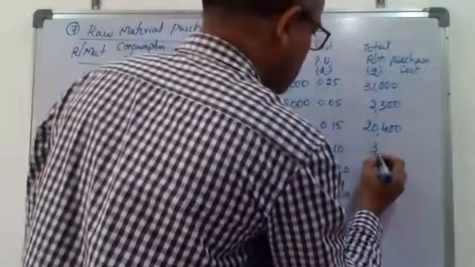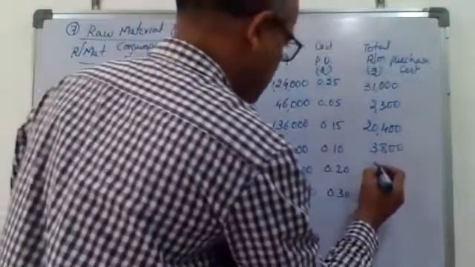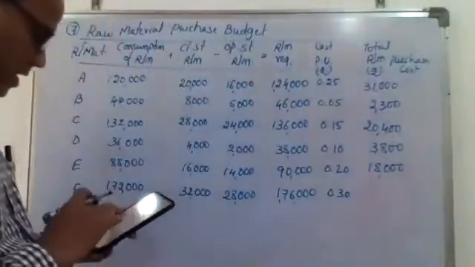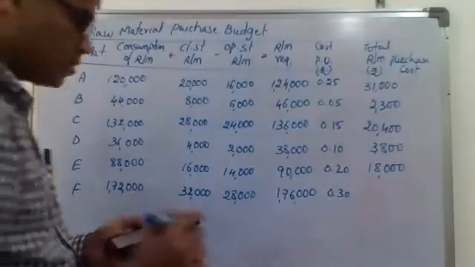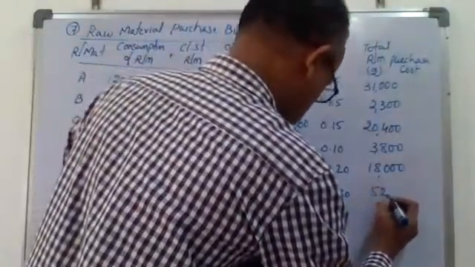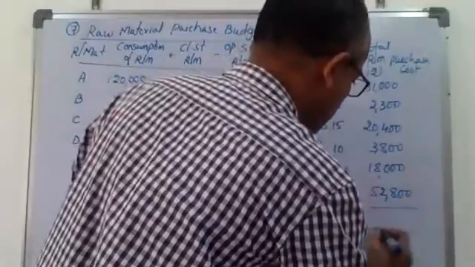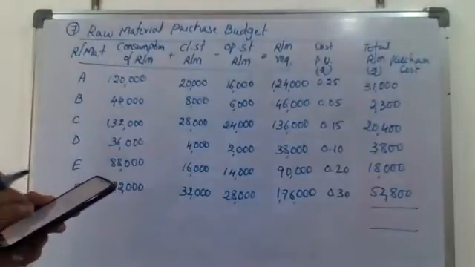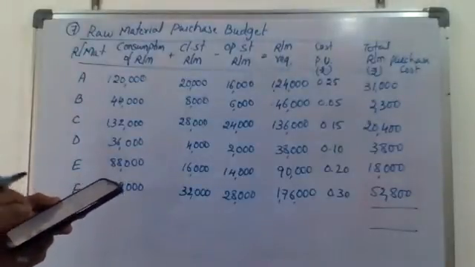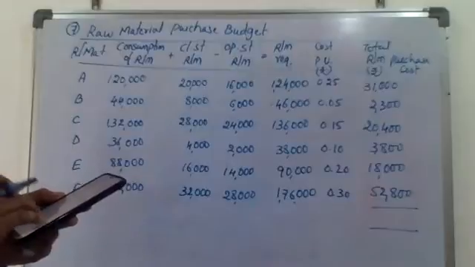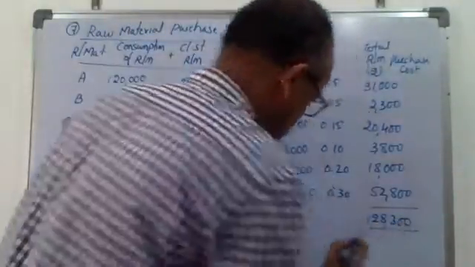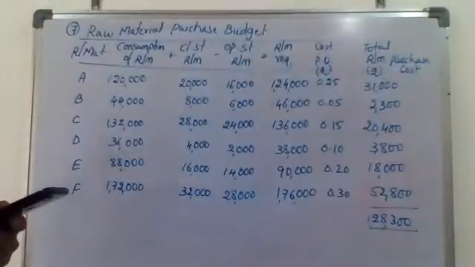This is 10 paise, so 3,800. This is 20 paise, so it is 18,000. It is 1,76,000 into 30 paise gives you 52,800. So the total amount you're going to spend is 52,800 plus 18,000 plus 3,800 plus 20,400 plus 2,300 plus 31,000, which comes to 1,28,300 rupees. What is this 1,28,300 rupees called as?